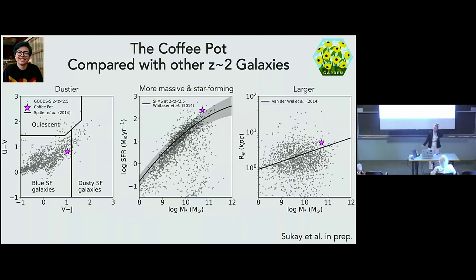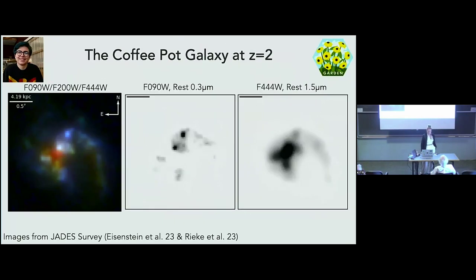Here it is in the UVJ diagram on the left. It is kind of on the dustier side of the blue star forming galaxies. This is an integrated sense. It was chosen to be high mass, high star formation rate, no shocker. And it is larger at higher mass. It was chosen to be big and star forming, but it's not entirely off all of these relations. Here is just eye candy. F90, so rest 0.3, about B band.